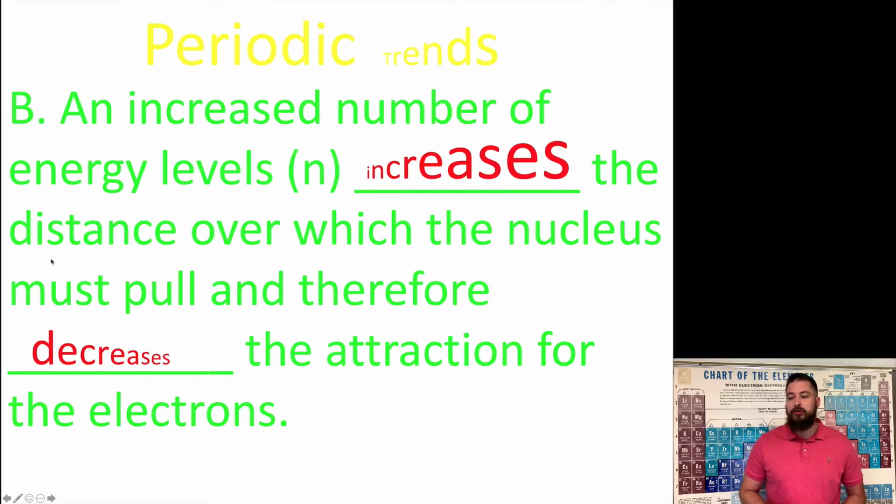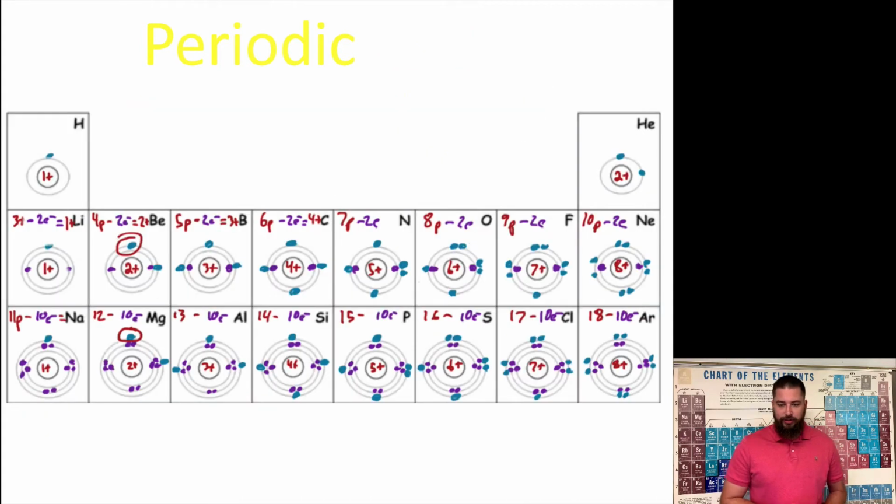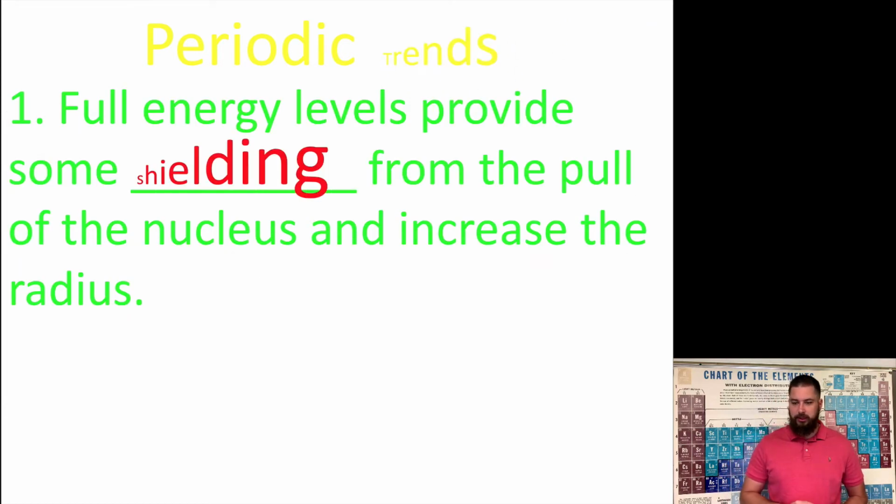An increase in the number of energy levels, however, will increase the distance of the electron, which decreases the force of attraction. These first 2 lines here, increased nuclear charge and increased distance, are going to be the 2 factors that affect most of these trends. So let's go ahead and take a look here.